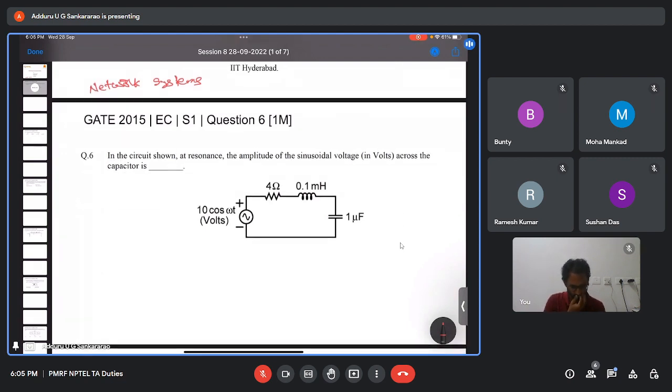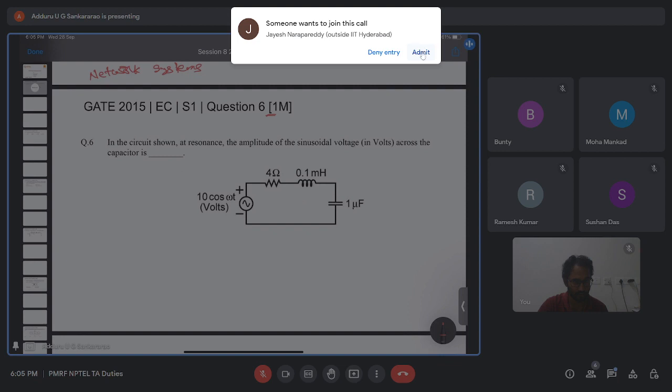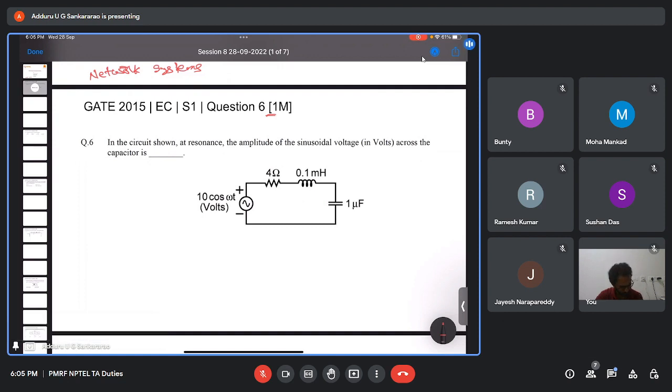So this is the first question that we are going to solve now. This is given in GATE 2015 ECE set 1 for 1 mark. The question is, in the circuit shown at resonance, the amplitude of the sinusoidal voltage across the capacitor is. The circuit given is a series RLC circuit. So at resonance, we need to find out the voltage across the capacitor, its amplitude.